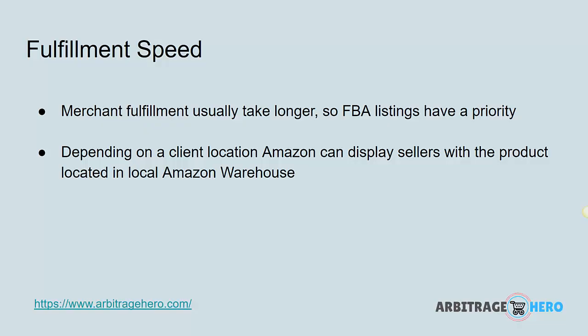Fulfillment speed is another factor that can affect whether you can get in buy box or not. Amazon tries to show products from the sellers with the inventory stored in their local warehouse. It is becoming more important for big countries like the United States, where the distances are huge, so they try to make sure that products are delivered from local warehouses close to their consumers.